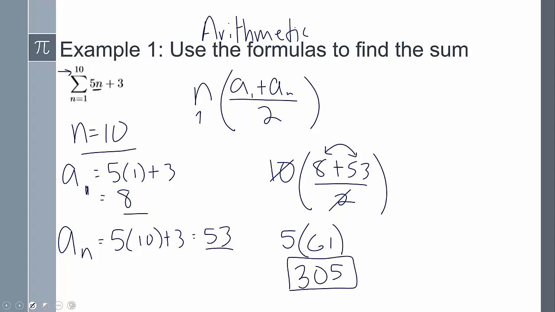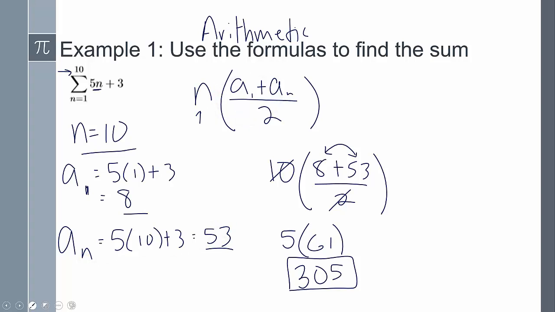So as a recap, we just need to find the values in the formula. So in this instance, the values were n, my first term, my last term. And so that's what I did here. I found my n, which is 10. Then my first term, which is 8, and then my nth term, so we plugged in that value, which is 53, and then we just plug it into the formula.